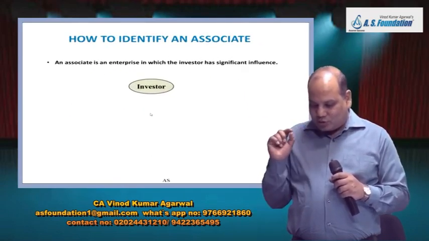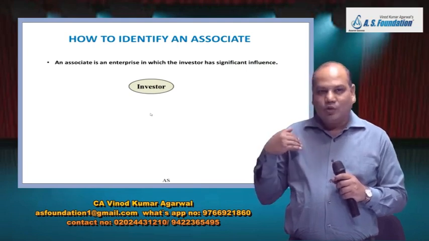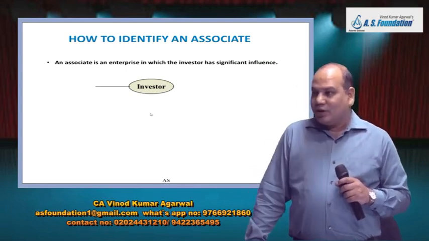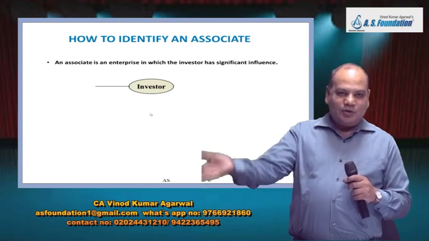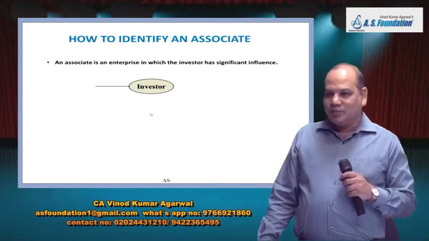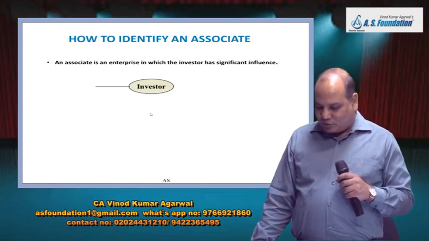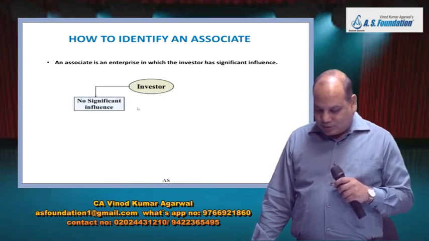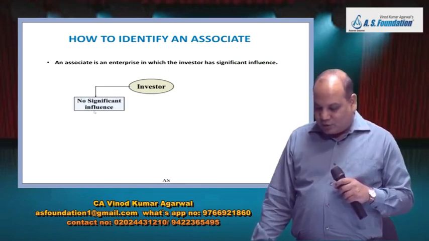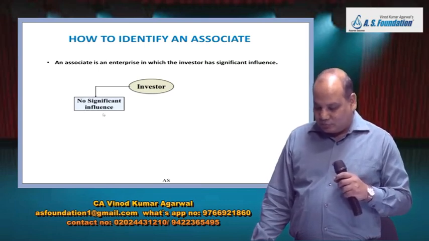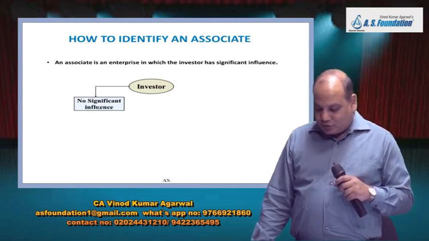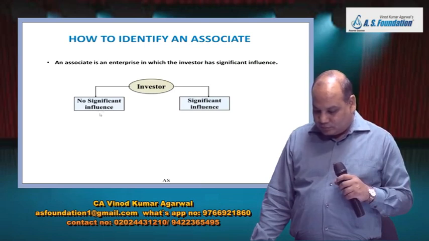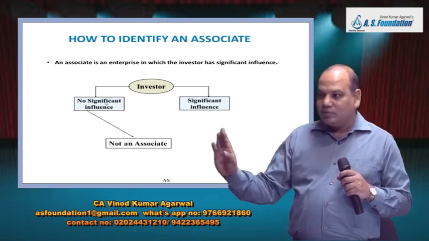But first I will tell you a small trick to identify an associate. You have hundreds of investments made. And then your boss says, article, go and find out who are the associates of this company. So first you make a list of all the investment that you can easily get from the accounting record. Then check where do we have significant influence. We'll discuss the meaning in a while. And then check where we don't have significant influence. No significant influence, not an associate.